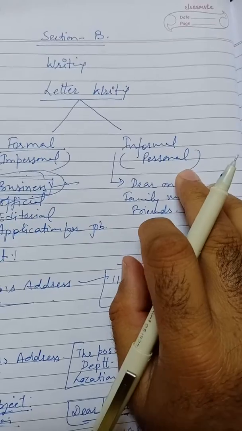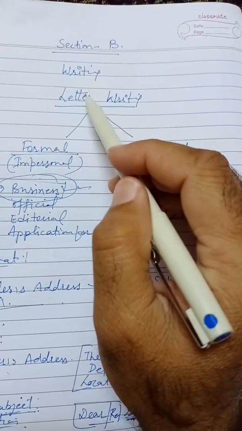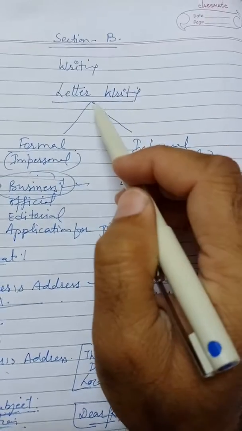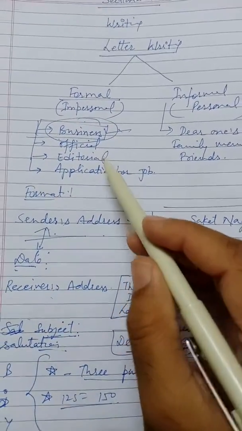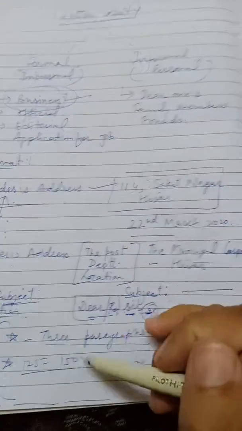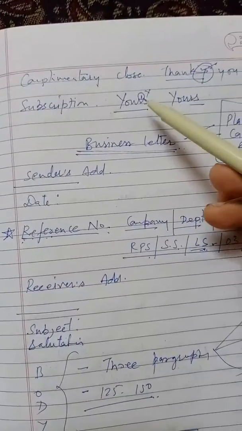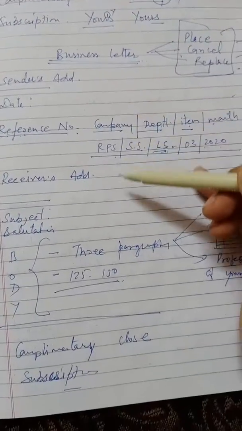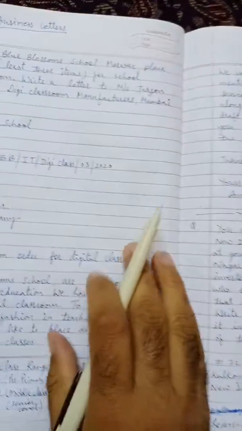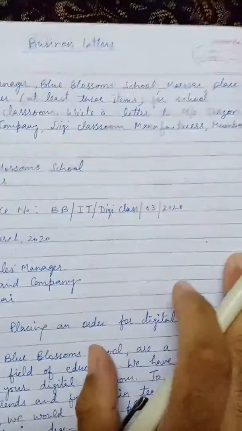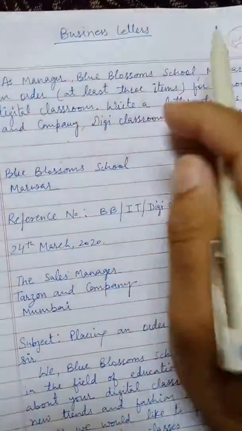As we discussed yesterday, section B writing, and in this one we discussed letter writing, especially business letters. So just have a look at all these things that we covered yesterday, and as I told you yesterday, we will have 2 or 3 examples. So today I am here with some examples of business letters.